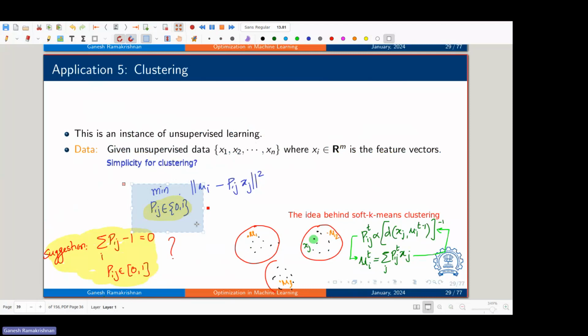Clustering configurations. One is Pij, the membership of point xj to cluster i. Keep the parameter for the cluster.